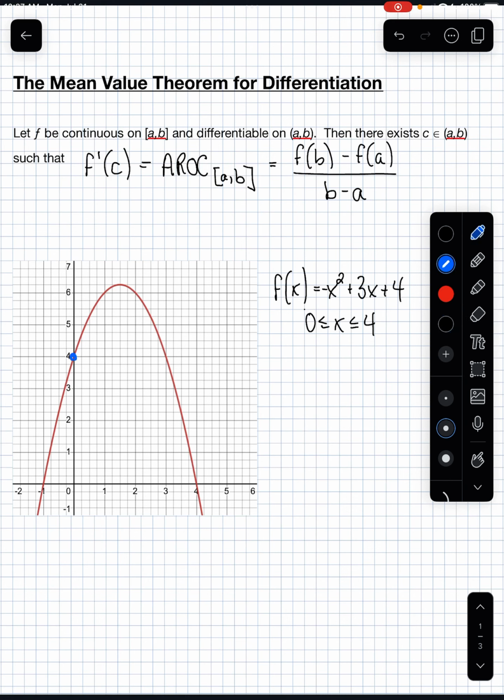That means that we're looking at this endpoint here at x equals 0, and this endpoint here at x equals 4. And the average rate of change is the slope of the secant line that connects these two points. So the slope of this line is the average rate of change on the interval from 0 to 4. Now, what we need to do is compare this to the derivative.